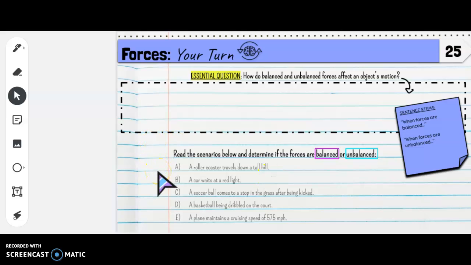So thinking about a roller coaster traveling down a hill, we know it is moving. If it's going down a hill, it's speeding up, so it is accelerating. So this force would be unbalanced. Okay, for B, it says a car waits at a red light. That means the car is stopped. The net force would be 0. So that means that this force would be balanced.